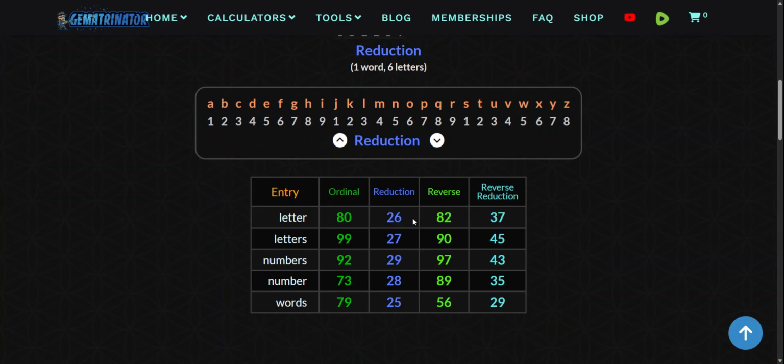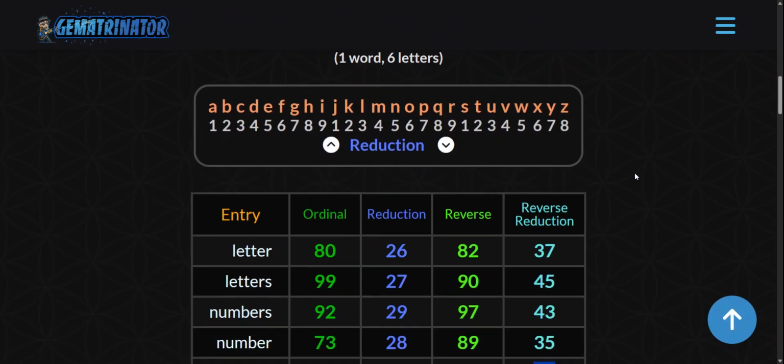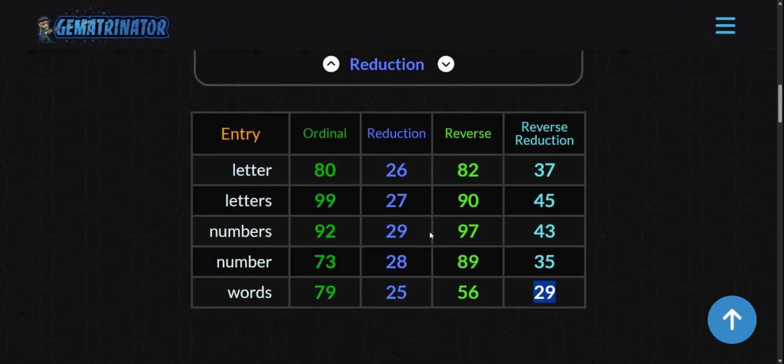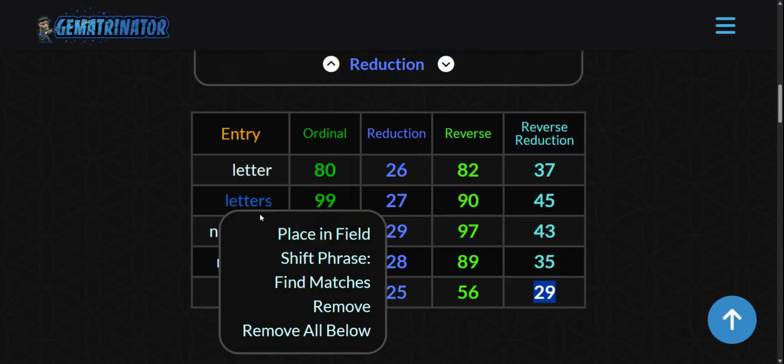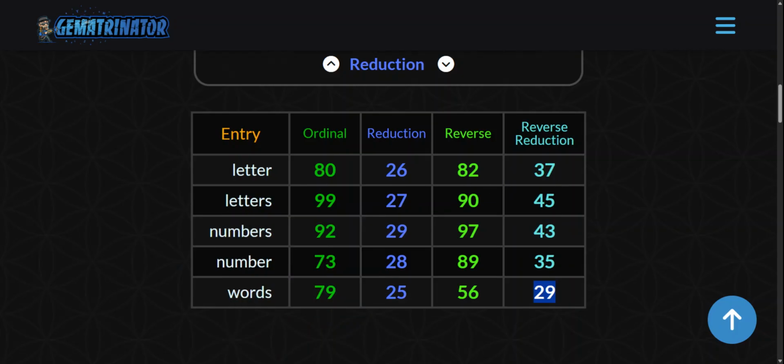Look at letters, or numbers, has 29 like words. Wow, look at that. Look at this on the fly before we get into the breakdown. Look, numbers equals 29 like words. Numbers equals 97, words equals 79. And numbers even has 92, which is 29 reversed. Wow, that's awesome. And there may be some other cool things up in here. But you see, you get my point? That's pretty cool, isn't it?